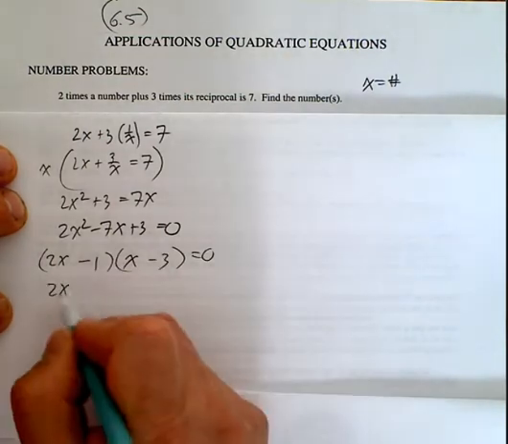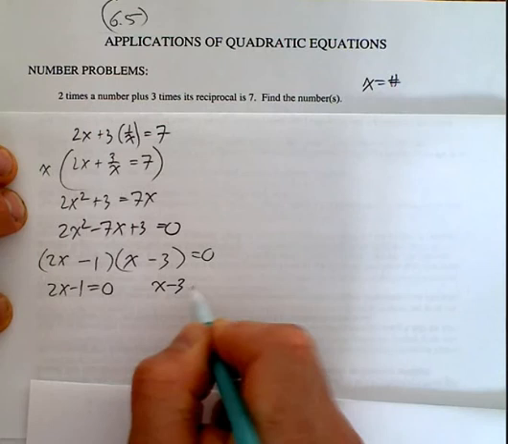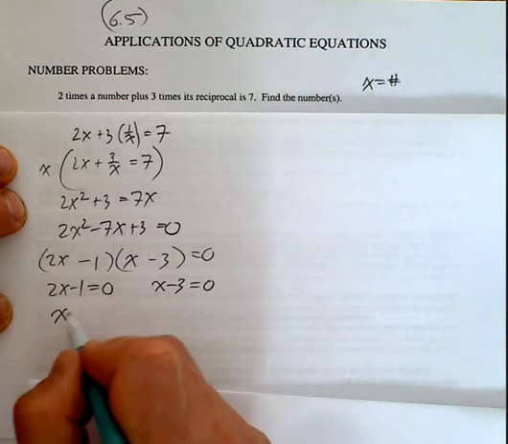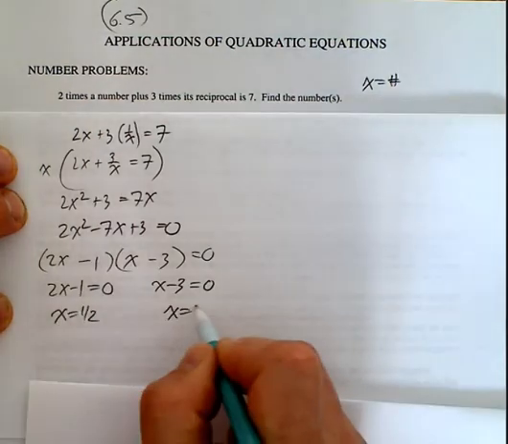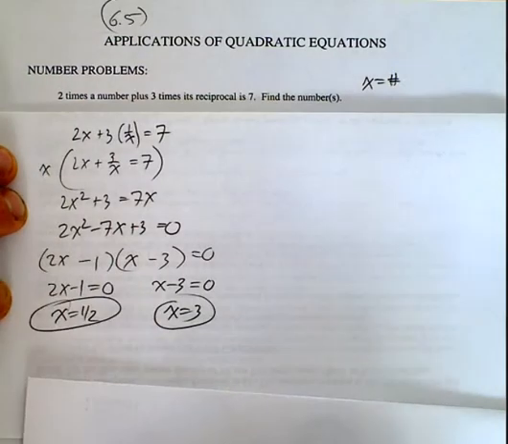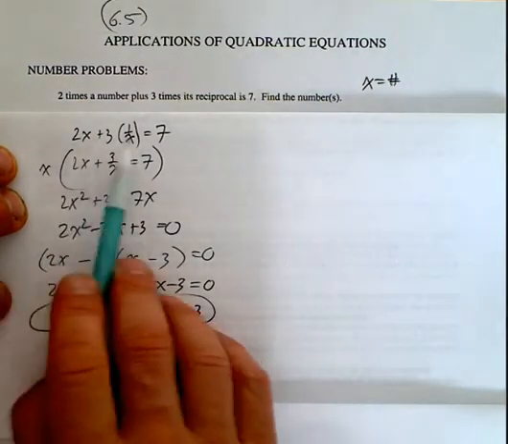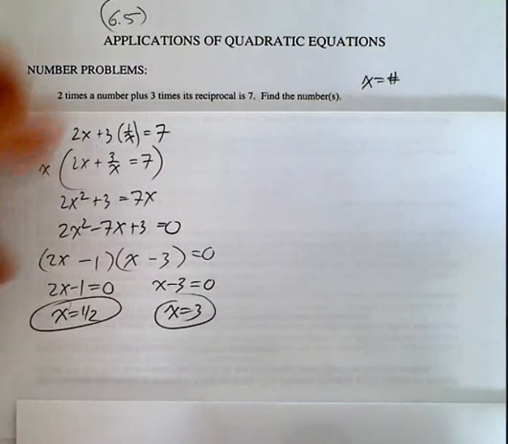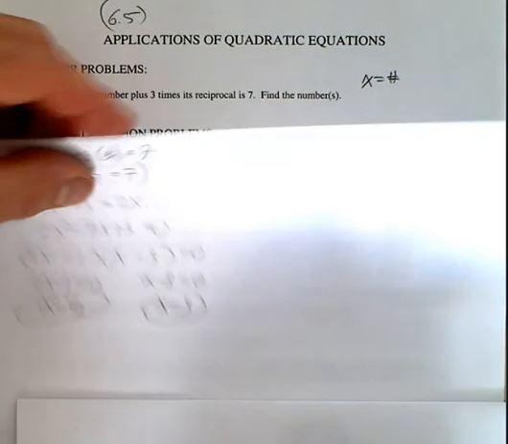So 2x minus 1 is 0. x minus 3 is equal to 0. That gives me x is 1/2. That gives me x is 3. And you're done. You can check them if you want, put them in here, but I guarantee you those will work. All right? Let's look at another one.